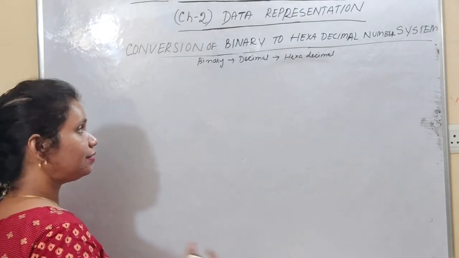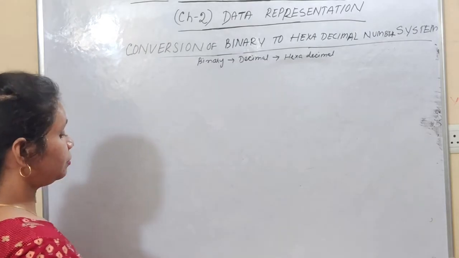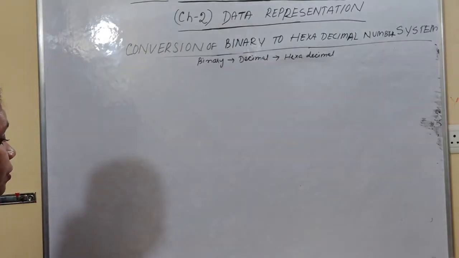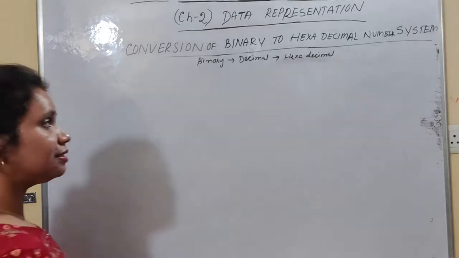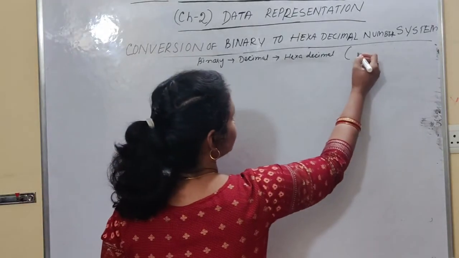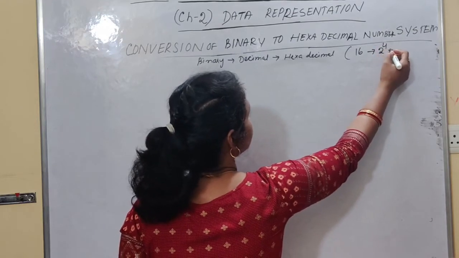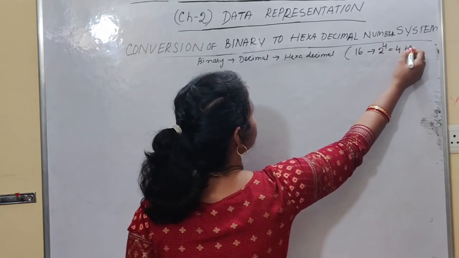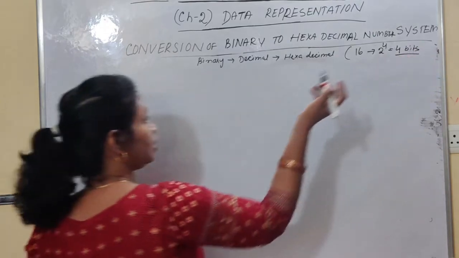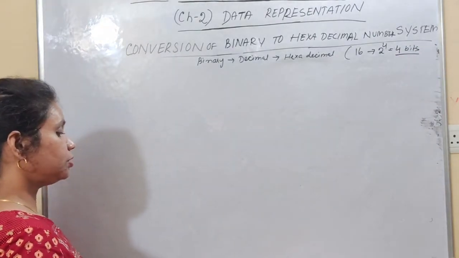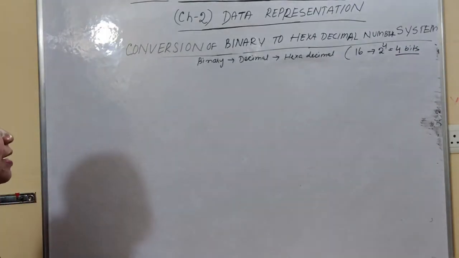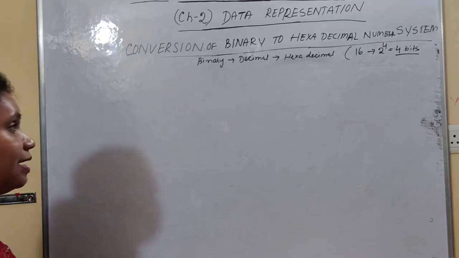But there is a second way also. Here, first of all, group in 4 bits. For the hexadecimal number system, 16 is the base, and you can represent 16 as 2 to the power 4. So you have to make groups of 4 bits. That means one group has 4 bits. So group in 4 bits starting from the LSB of that binary number. After that, each group is converted into its hexadecimal equivalent.